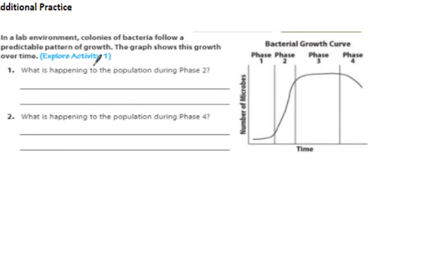So it says, what is happening to the population during phase 2? If we look at phase 2, this is it right here. There is a very quick change in rate, right? This is very steep. So when it's very steep, it means it has a high rate of change. It's also a very quick change from phase 1.